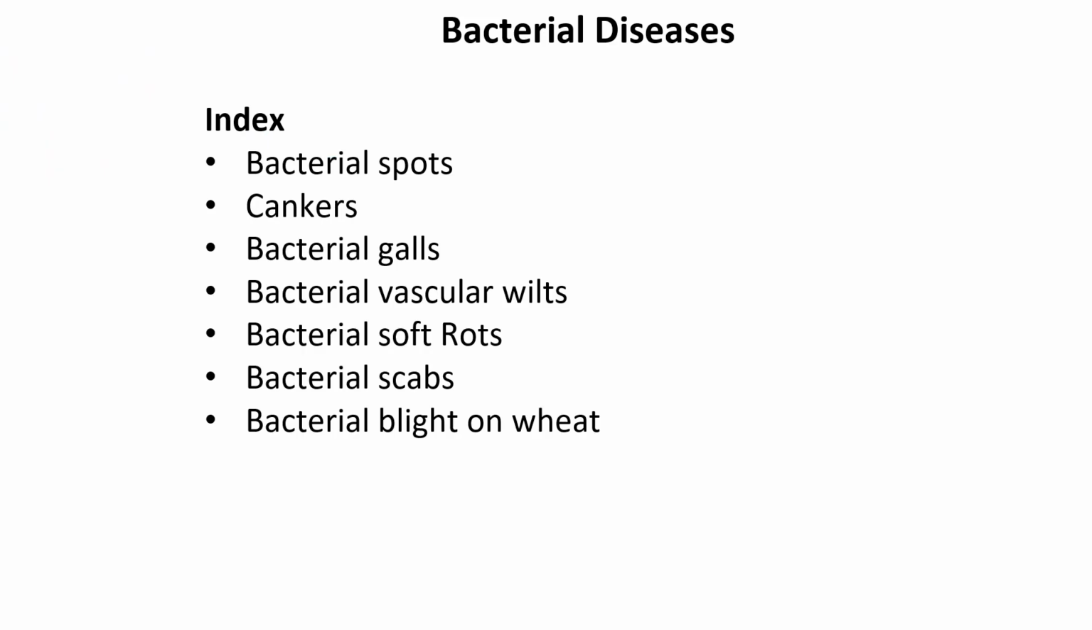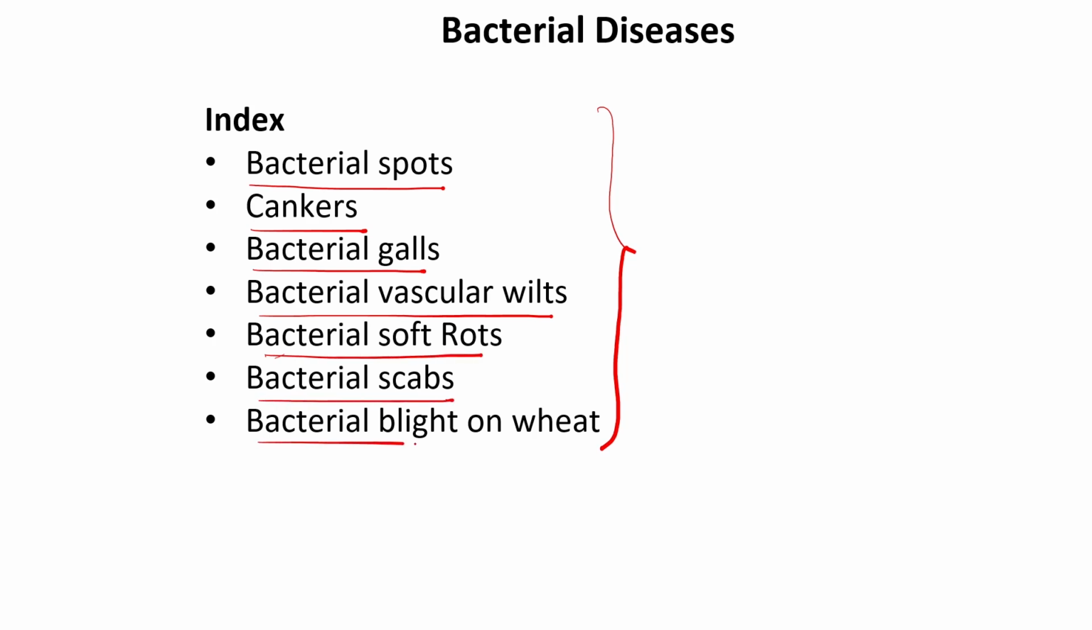So in this session, we are going to study some of the important bacterial diseases that occur in our crops and vegetables. There are bacterial spots, cankers, bacterial galls, bacterial vascular wilts, bacterial soft rots, bacterial scabs, and bacterial blight on wheat. This is specifically a blight disease that is caused by bacteria, and that is seen on the wheat. So these are some of the important diseases that we are going to discuss in this session.